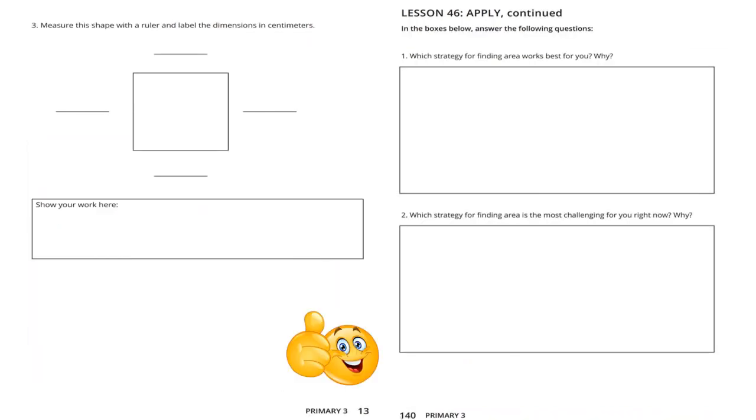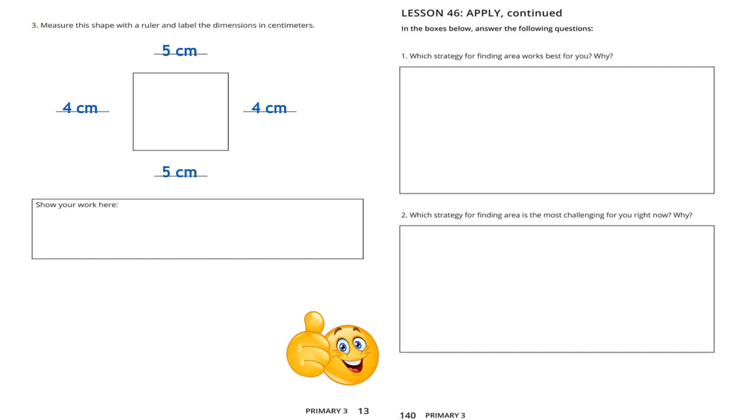Here we have a shape. He wants me to measure using ruler and label the dimensions in centimeter. When we measured it, we found that the length is 5 centimeters and the width is 4 centimeters. We want to find the area of it. So this shape first is called what? We have 5 length and 4 width. So we don't have the same dimensions, or we don't have equal sides. This shape is called rectangle.